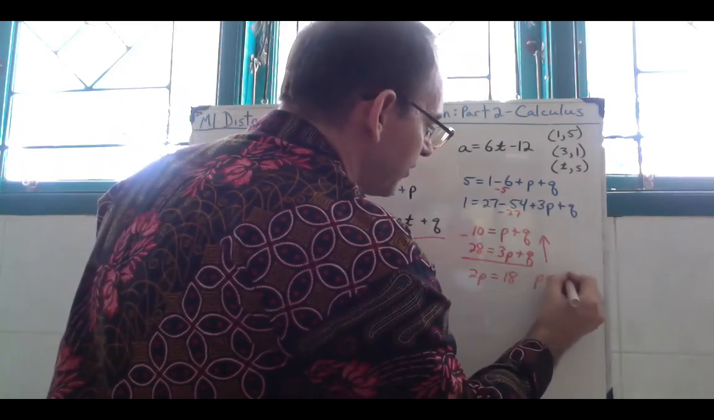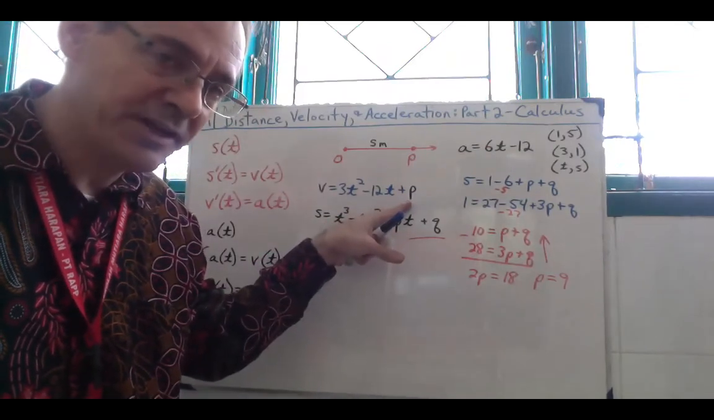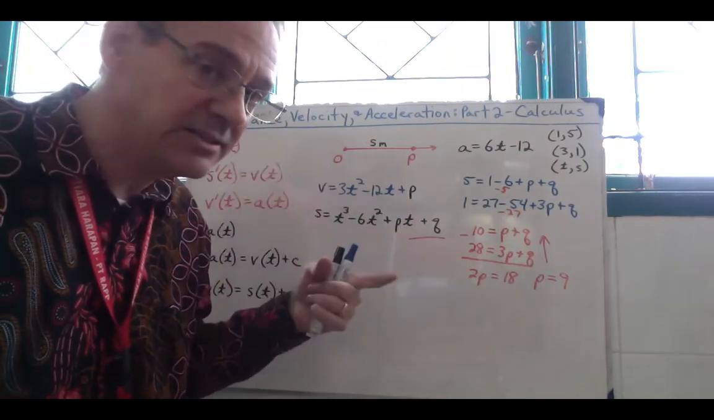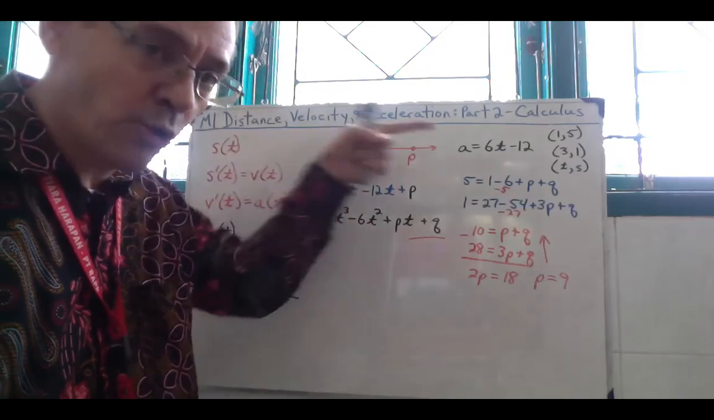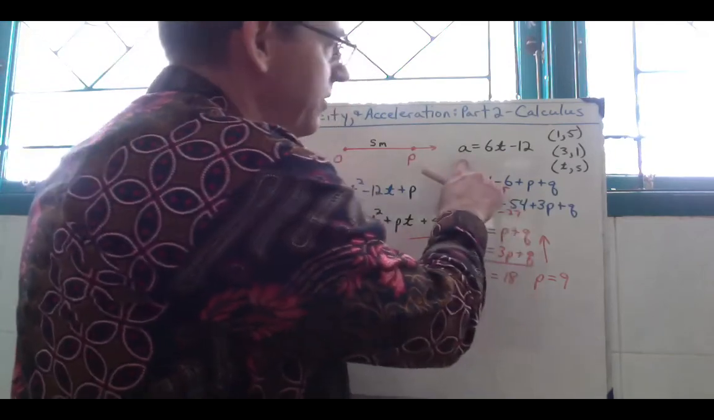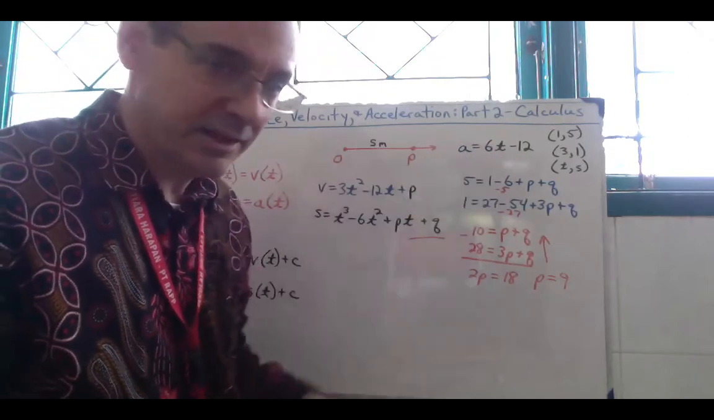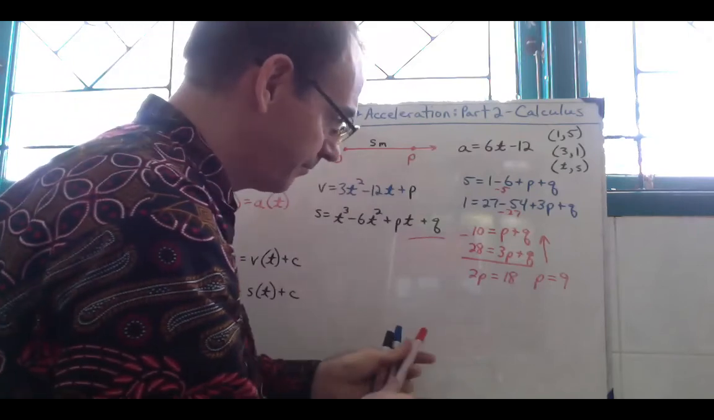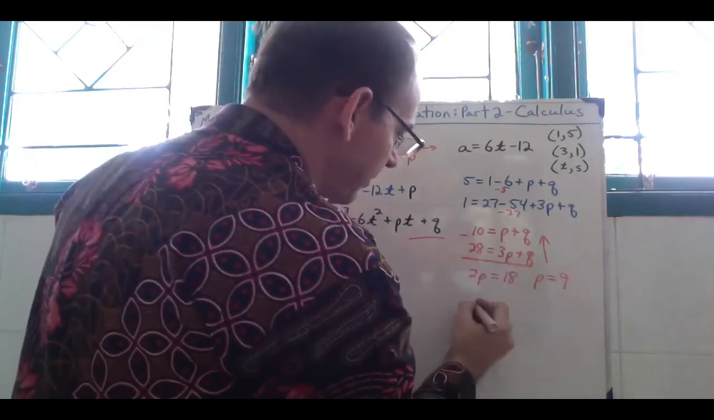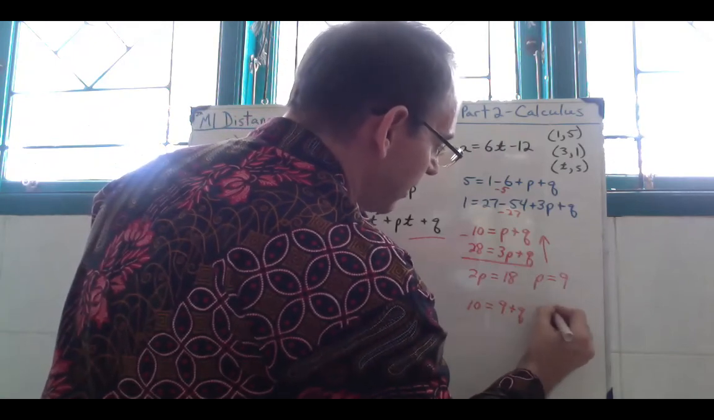So p equals 9, meaning that our initial velocity was 9 meters per second. Since it's positive, it means it's initially going away from the origin. Even though the acceleration is possibly pulling it the other direction, it's still moving away. Then we need to solve for q. So if we plug the p in up here, 10 equals 9 plus q, we see that q equals 1.